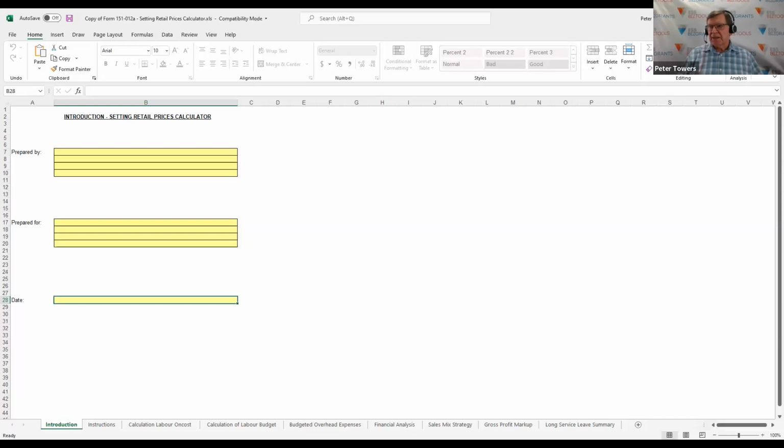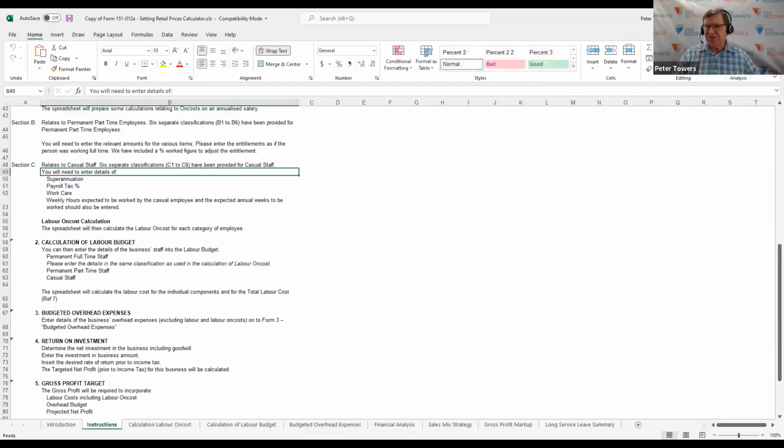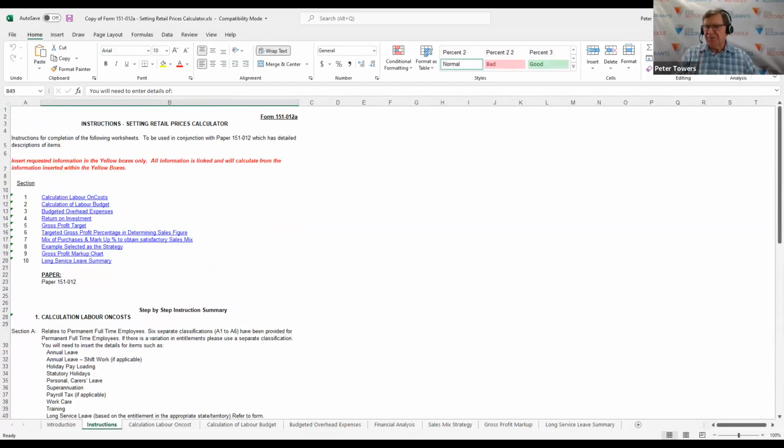site and bring up for you the form that we have developed, the product package to assist setting retail prices calculator. So we've gone to the introduction area and you would type in the name of your accounting firm, you've prepared this, and the name of your client that you're preparing the documentation for and date it. There's a set of instructions which takes you through the process.